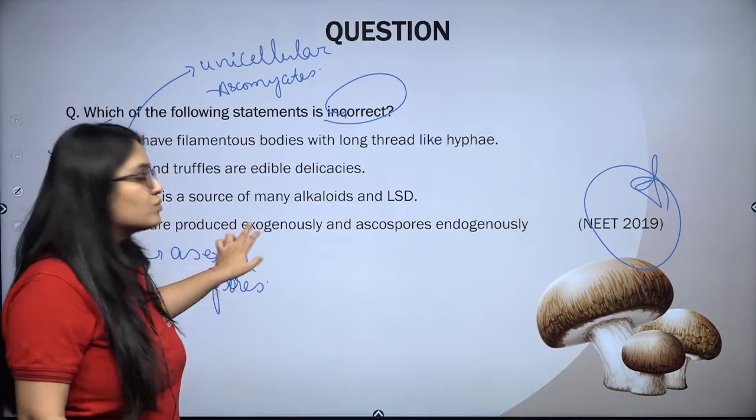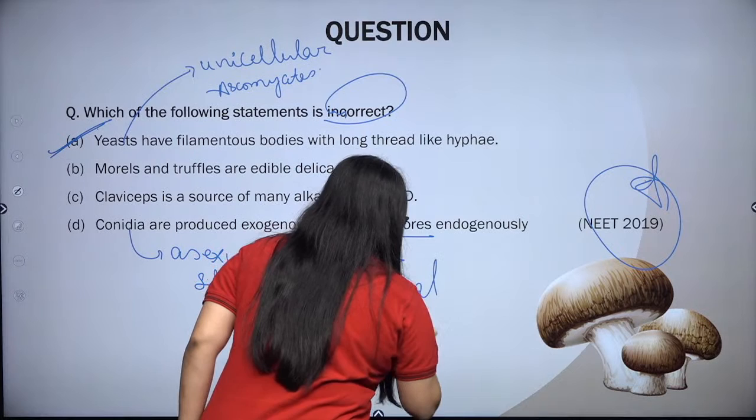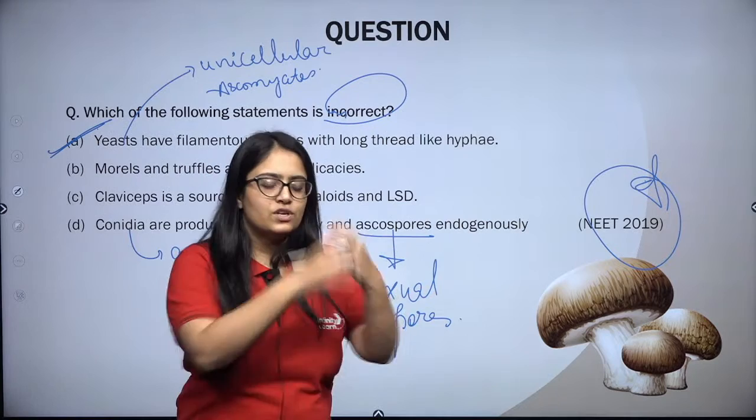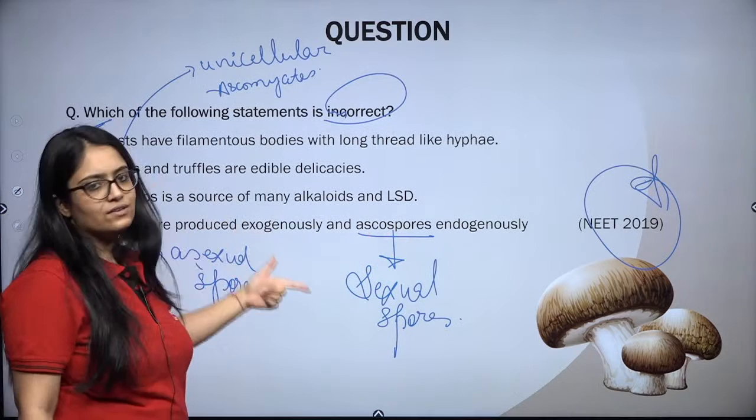Ascospores in the members of ascomycetes are the sexual spores. So what do I mean when I say sexual spores? Conidia are asexual spores, they will help in asexual reproduction. Ascospores are the sexual spores that will help in sexual reproduction. Ascospores are produced inside a closed structure known as ascus, right? Hence we say ascospores are produced endogenously, but conidia exogenously. So that's a good question. Please remember this. Next question.